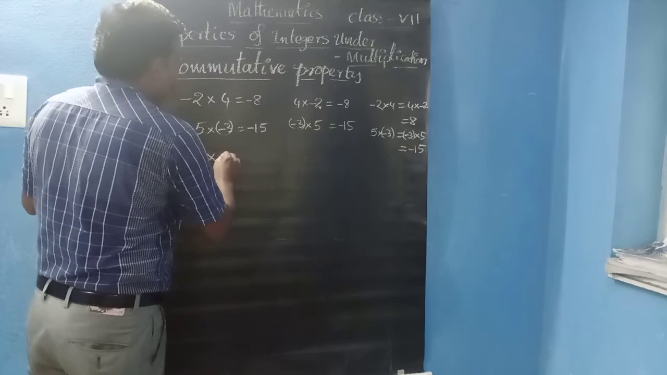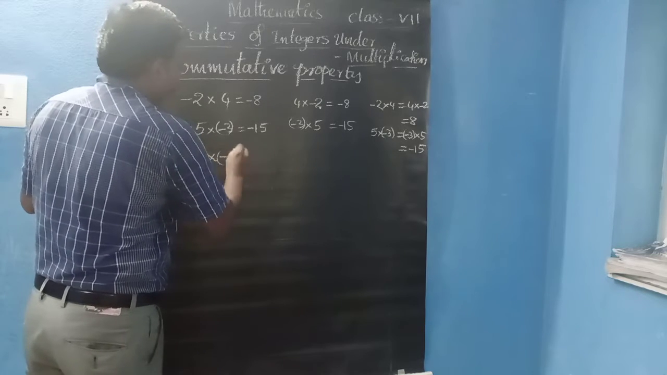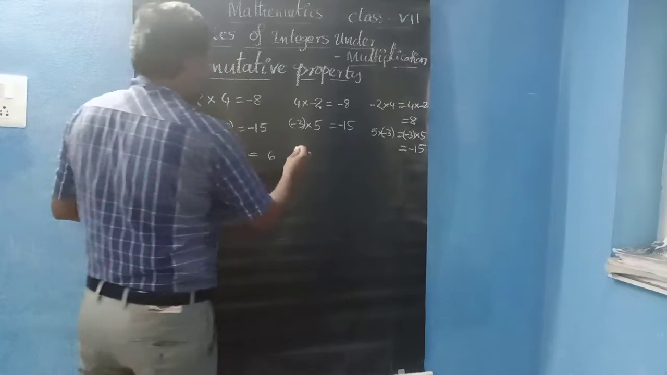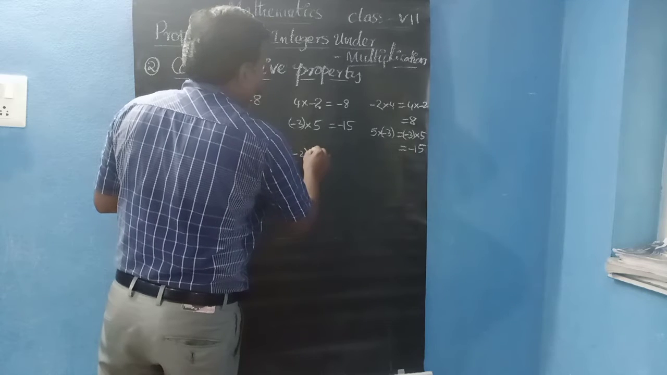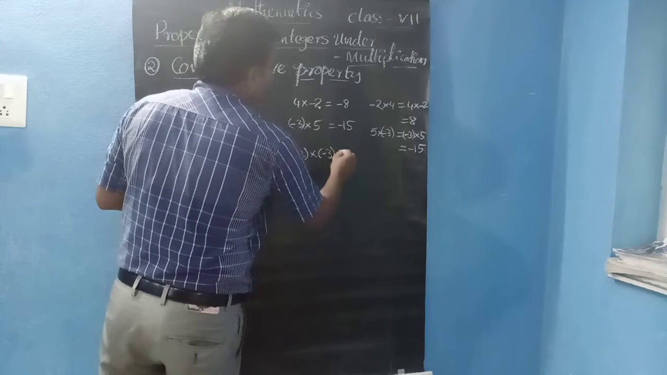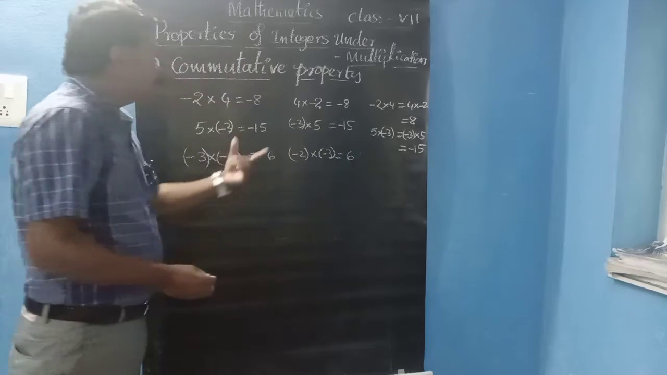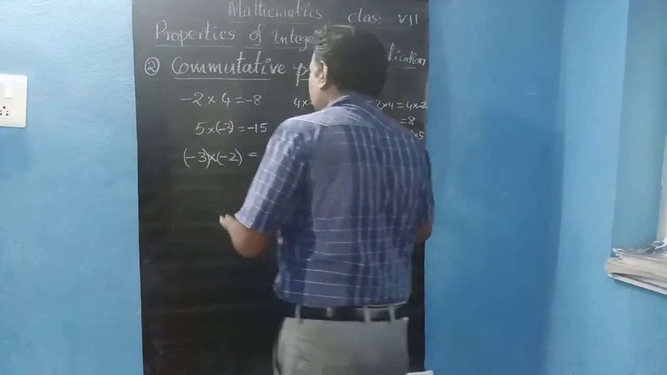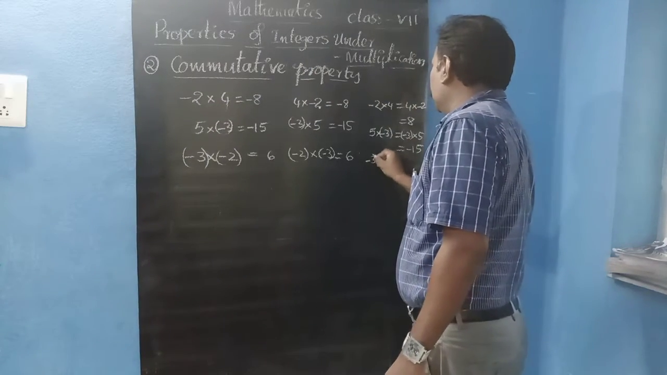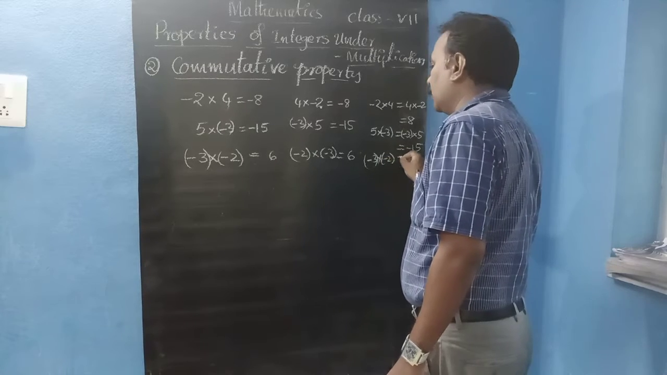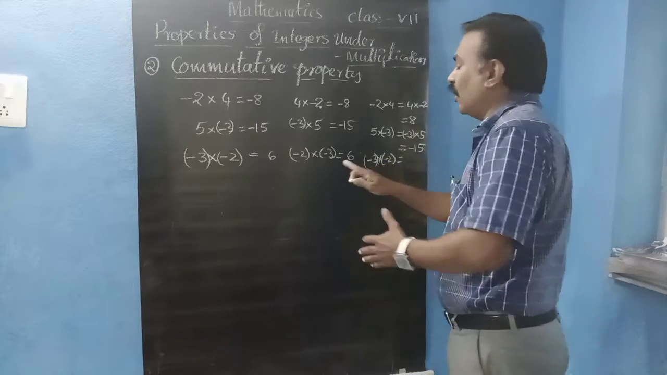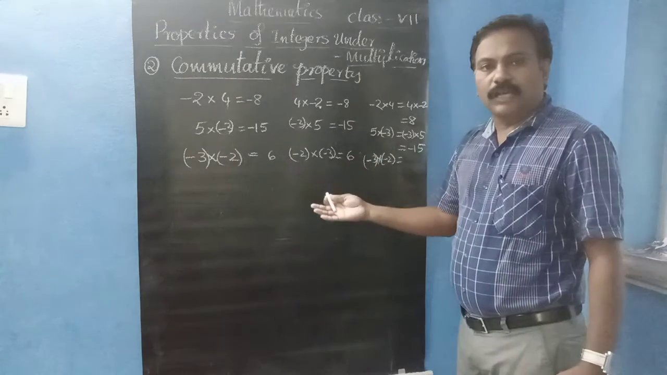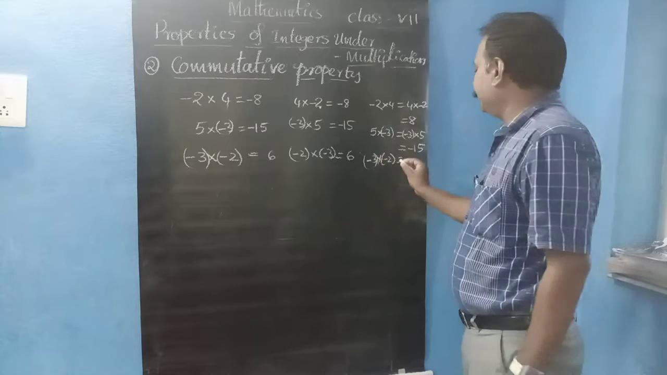Minus 3 into minus 2: 3 2s are 6, minus into minus plus, 6. Minus 2 into minus 3 is also 6. What is the conclusion? Minus 3 into minus 2 is equal to minus 2 into minus 3. This is the commutative property, which means order property. If you take any order, the product will be the same.